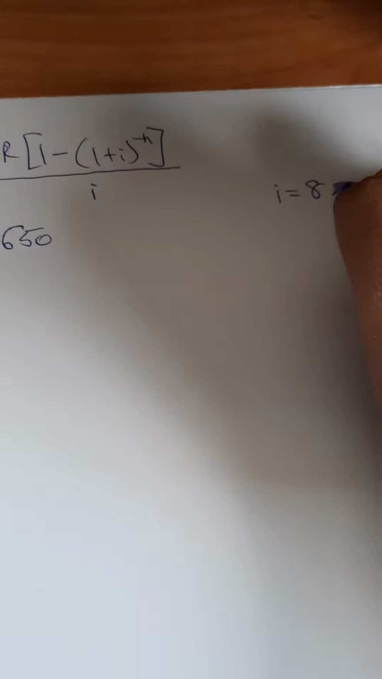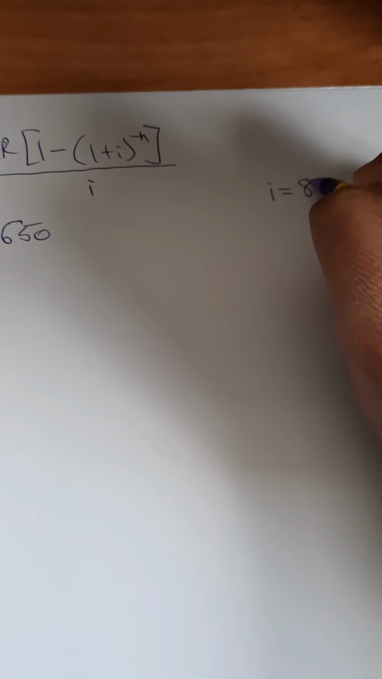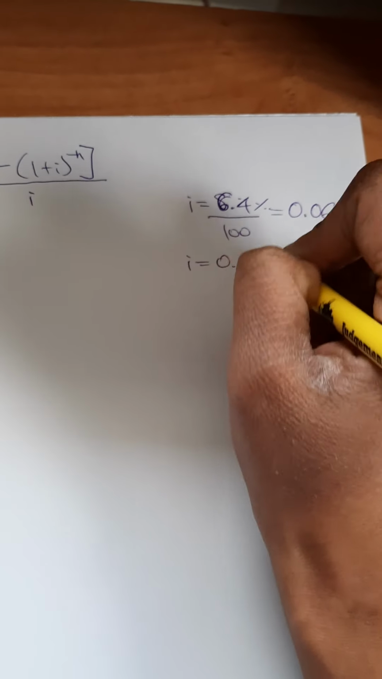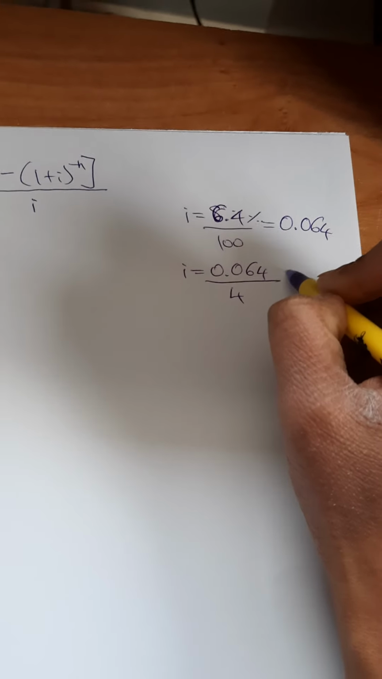So what we're going to do is let's do the value of I here, on the side. So I is 6.4%. I'm going to divide it by 100, so 0.064. This is compounded quarterly again, just like the last question, so I'm going to take 0.064 divided by 4. So 0.016. This is the value of I.